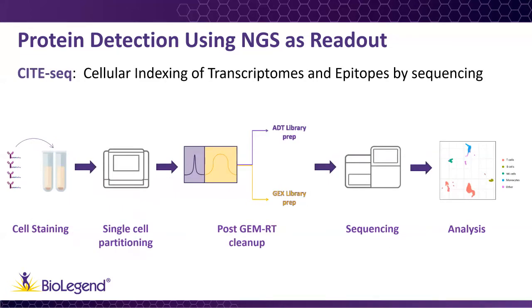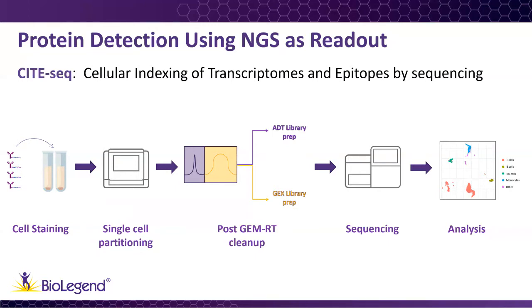The overall process is broken down into 5 major steps. Cells are stained with TotalSeq antibodies, then processed through single-cell partitioning, then sequencing, and finally analysis. During sequencing library preparation, 2 libraries are prepared: an antibody-derived tag, or ADT library, and a gene expression, or GEX library. Both libraries are sequenced, rendering the protein and transcriptomic data for subsequent analysis.